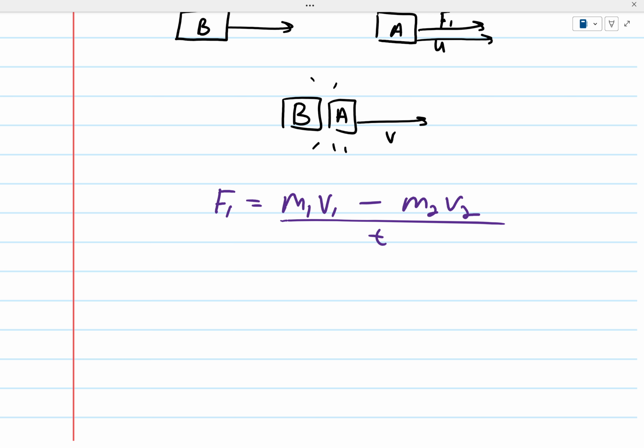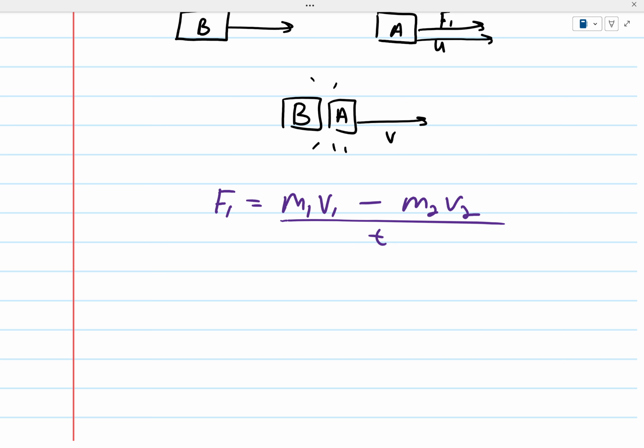Hold on, let me just fix something here real quick. Let's describe mass 1 first. Let's describe the force of 1 first. So looking at this is the force of object A. We have that there.